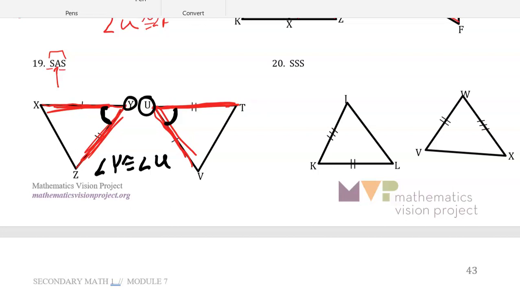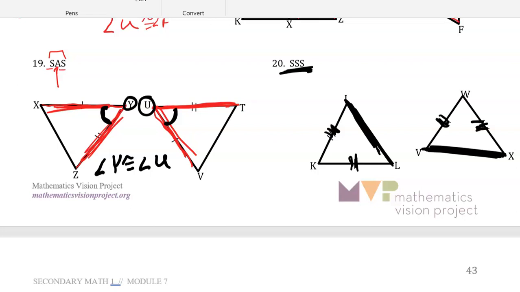All right, and last one. Again, probably the easiest, I think: side, side, side. We need all three sides to be congruent. Well, we have this side marked congruent to this side, and then we have this side congruent to this side. So we have two of the three. The last thing, if we need all three, is that this side here would have to be congruent to this side here. Okay? So that's what we write.